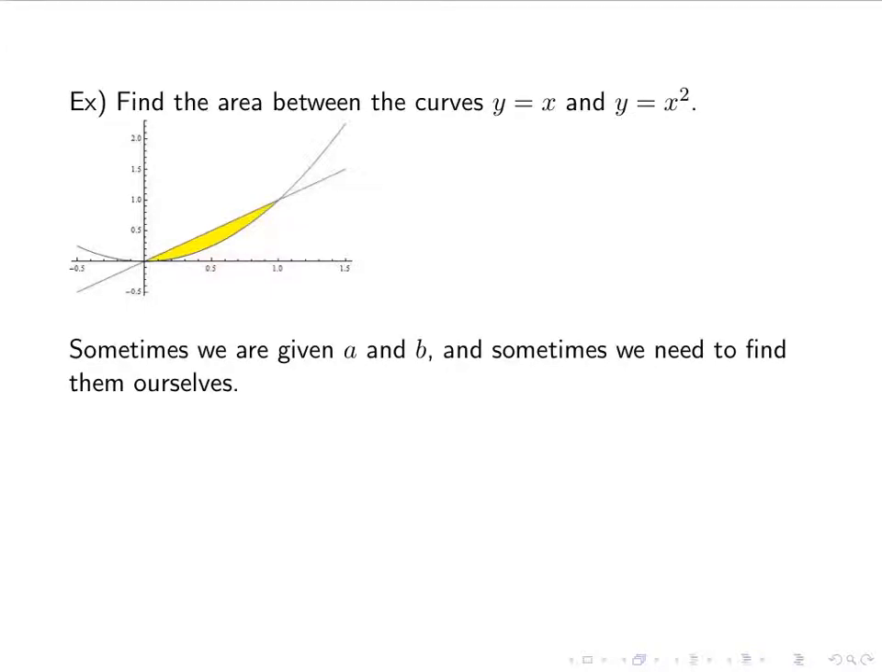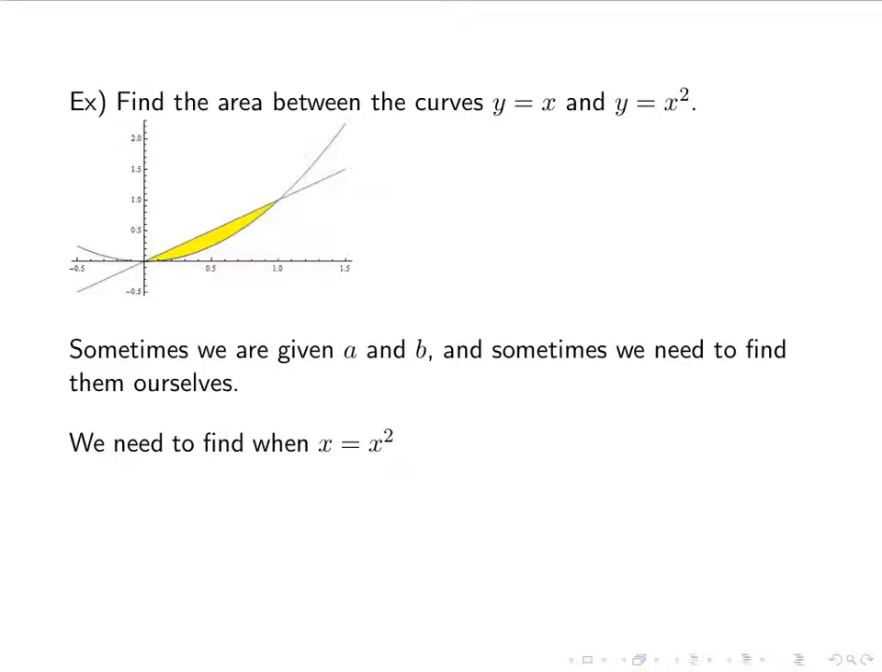Sometimes we're given a and b, sometimes we need to find them ourselves. We're not always given the picture either. So to find the bounds, we just set our two equations equal to each other. So when does x equal x squared? There's going to be a little bit of algebra in here as well. Don't forget that in order to solve a quadratic, you want to put one side equal to 0 and then either use the quadratic formula or factor.